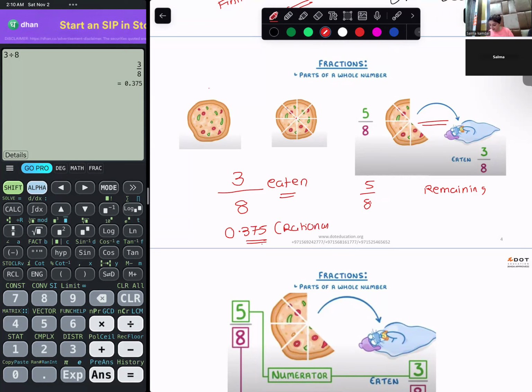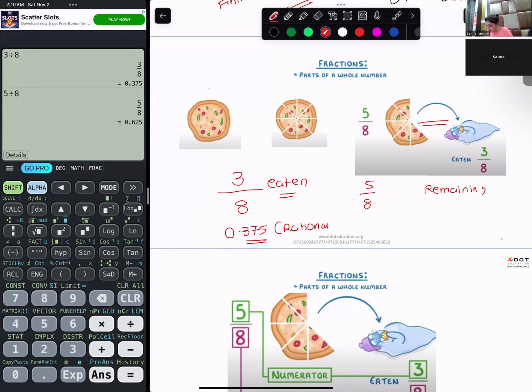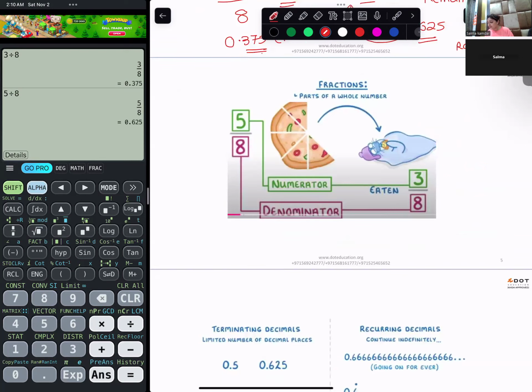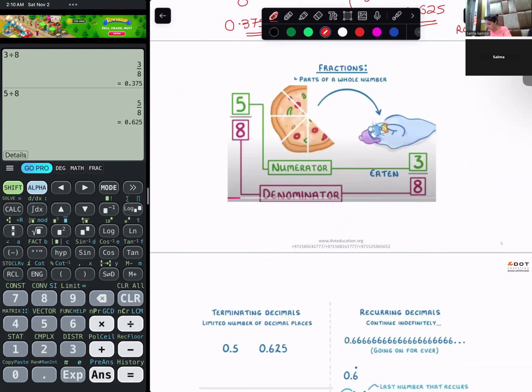But when I say 5 divided by 8, it is 0.625. You can see very clearly over here, 0.625. Again, this is a decimal that is terminating in nature. If you convert these decimals into fraction, this will again become a rational number. So a fraction is a part of whole numbers.